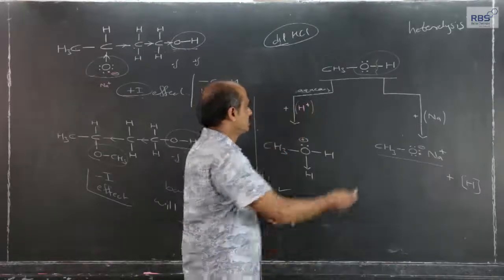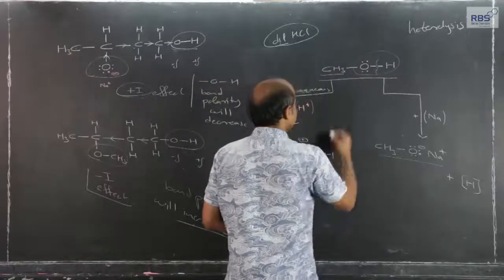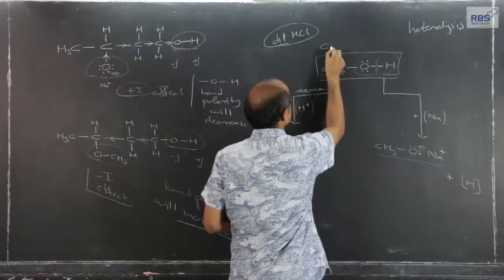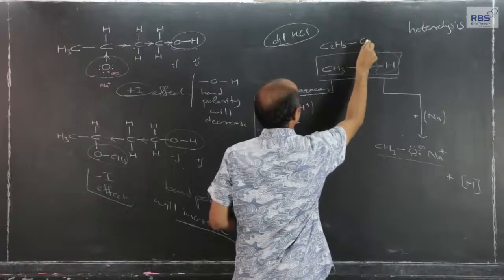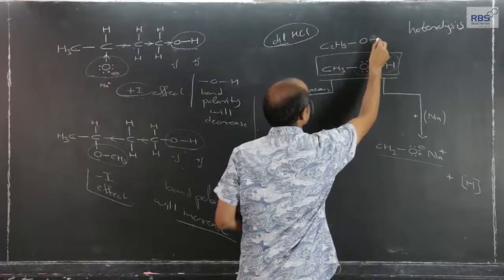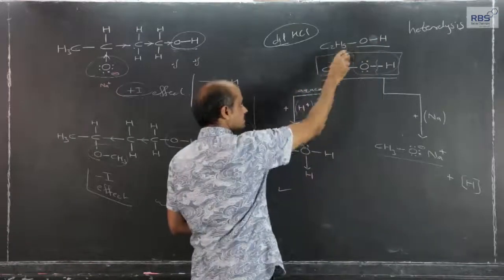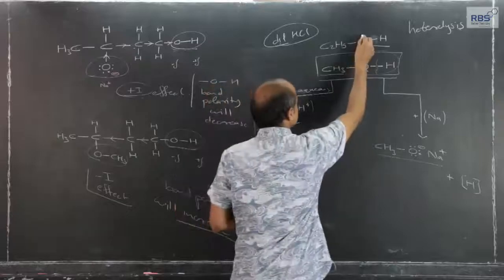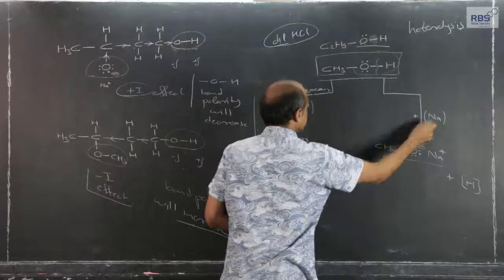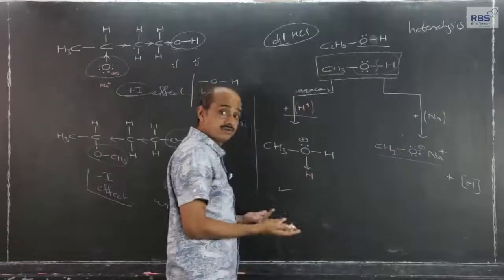acid. Now, instead of the methyl group, if we take the example of ethyl alcohol, there is a covalent bond between O and H. Here also the OH bond is polar. Ethyl alcohol will also react with sodium, and ethyl alcohol will also react with free H plus ion from acid in a similar way.